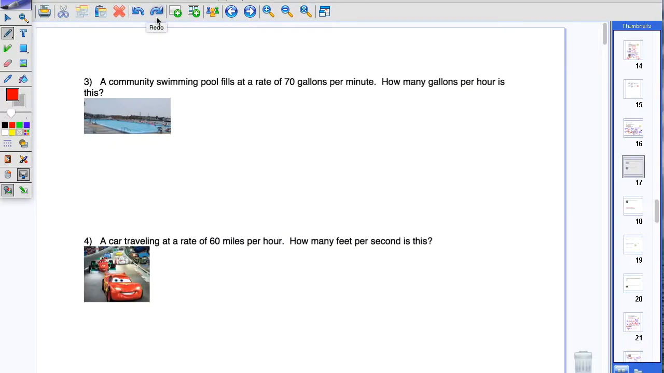All right, number 3 says a community swimming pool fills at a rate of 70 gallons per minute. We want to figure out how many gallons per hour that is. Our gallons stay the same. They're not changing because it was gallons to gallons. It's our time that's changing. We want to go from minutes to hours. So our conversion factor is 1 hour is equal to 60 minutes.